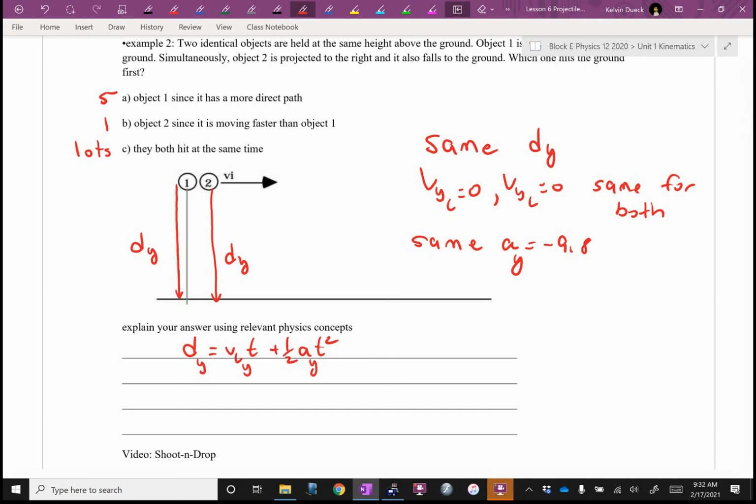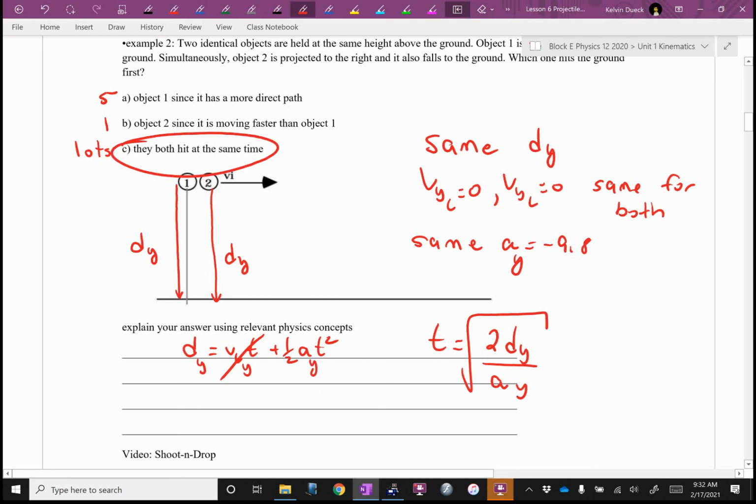What did we say for both of these the initial vertical velocity is? I don't care about horizontal. What was the initial vertical velocity of both of these exactly as a number? Because vertically they're being dropped. Zero. So I can do that. And if I get the t by itself, it's going to be the square root of 2 times the vertical distance divided by the vertical acceleration. Anjali, do they both have the same vertical distance that they're dropping? Do they both have the same vertical acceleration? Then if we put the same numbers here, what will we get for both of them? The same time.